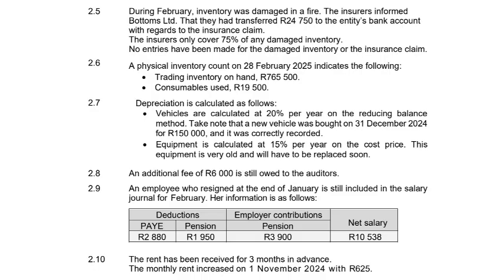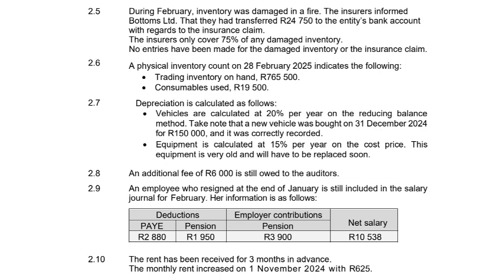2.6. A physical inventory count on 28 February 2025 indicates the following. Trading inventory on hand, 765,500 Rand. Consumables used, 19,500 Rand. 2.7. Depreciation is calculated as follows. Vehicles are calculated at 20% per year on the reducing balance method. Take note that a new vehicle was bought on 31 December 2024 for 150,000 Rand and it was correctly recorded. Equipment is calculated at 15% per year on the cost price. This equipment is very old and will have to be replaced soon.